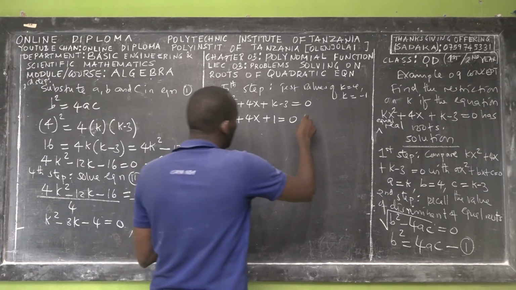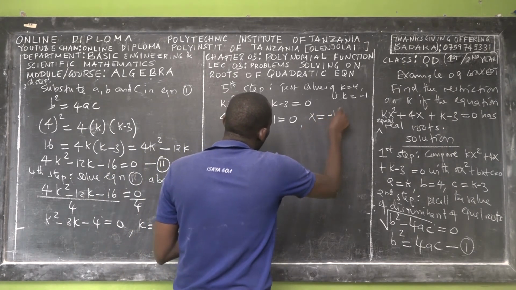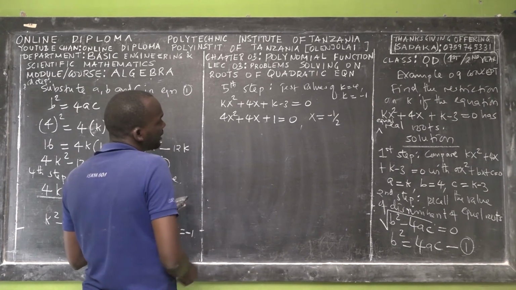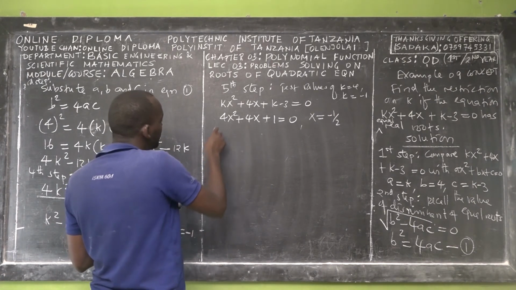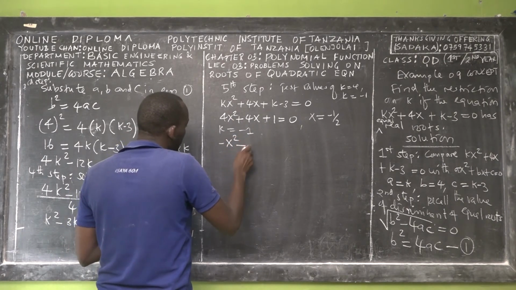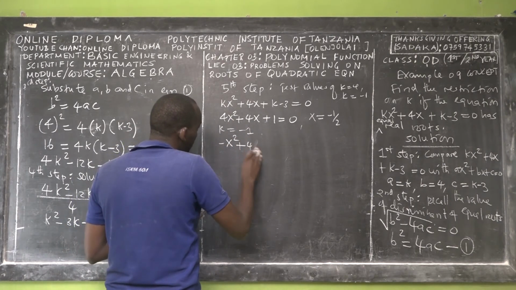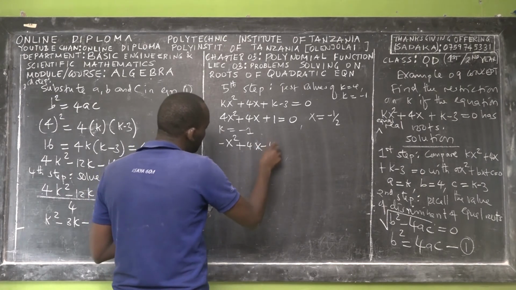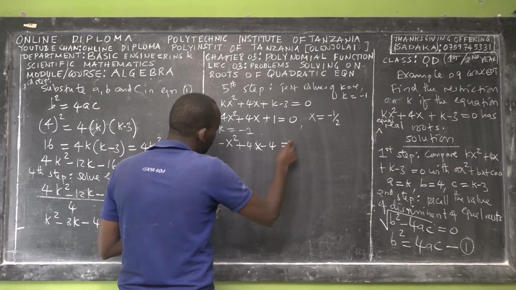So we find that the value of x is -1/2. Then again, let us substitute for k is equal to -1. So it will be negative x squared plus 4x, then -1. So this will be -4 is equal to 0.